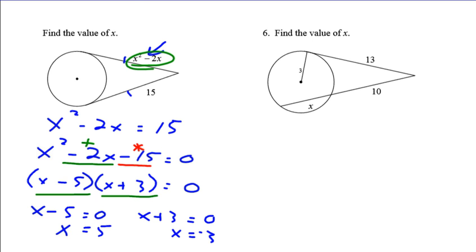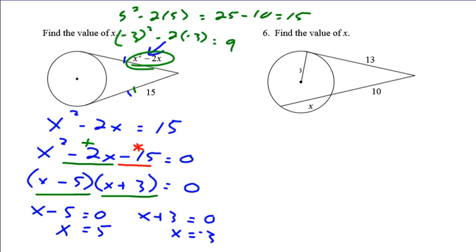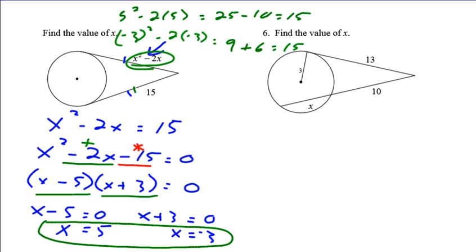So we could have 5 squared minus 2 times 5 is 25 minus 10 is 15, and that works. That's congruent to this 15 there. Or we could have negative 3 squared minus 2 times negative 3, which is positive 9, negative negative makes plus 6, also equals 15. So while normally we can throw out negative answers, in this case, both of these answers are legitimate.